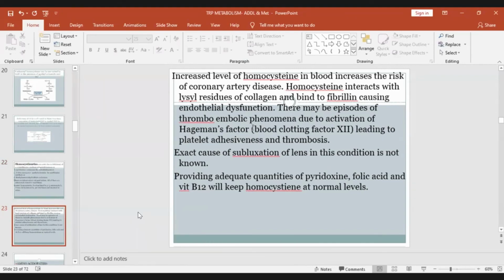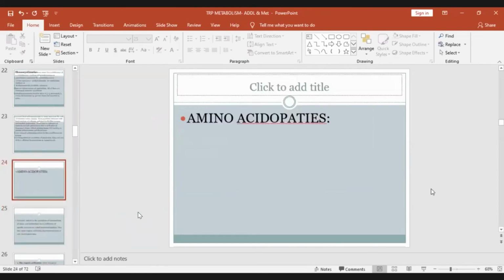There may be episodes of thromboembolic phenomena due to activation of Hageman's factor, the blood clotting factor 12, leading to platelet adhesiveness and thrombosis. The exact cause of subluxation of lens in this condition is not known. So there is also subluxation of the eye lens, and the cause is not known. Providing adequate quantities of pyridoxine, folic acid, and vitamin B12 will keep homocysteine at normal level. So that is about the metabolism of these specific amino acids.